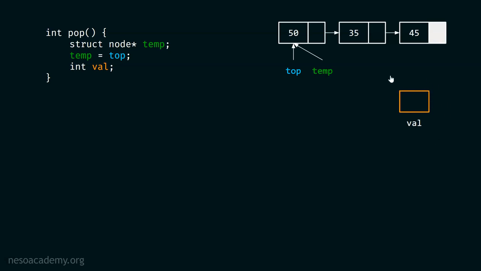This is the pictorial representation of val, and I will assign temp data to val. What is temp data? Temp data is 50. This is what we want to store, right? We want to store this value in this val. That's why we need temp data, right? Temp data is 50 and it is assigned to val. Therefore, we can put 50 over here.